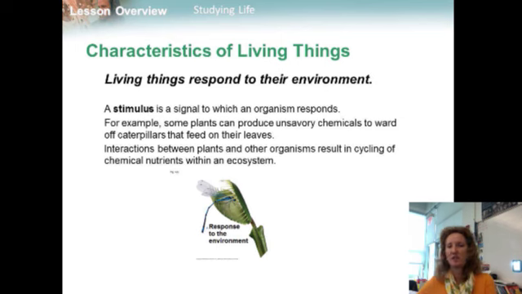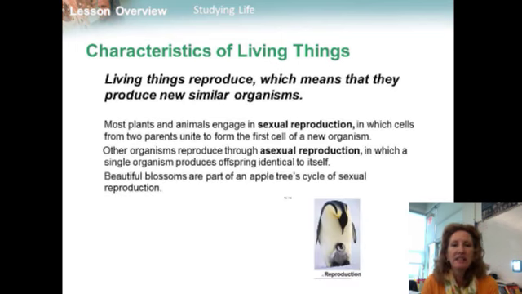Moving on to another characteristic. Living things reproduce, which means that they produce similar organisms. Most plants and animals engage in sexual reproduction. Other organisms, like bacteria, reproduce through asexual reproduction, producing an offspring identical to itself. You can think about the implications if humans were asexual reproducers too.